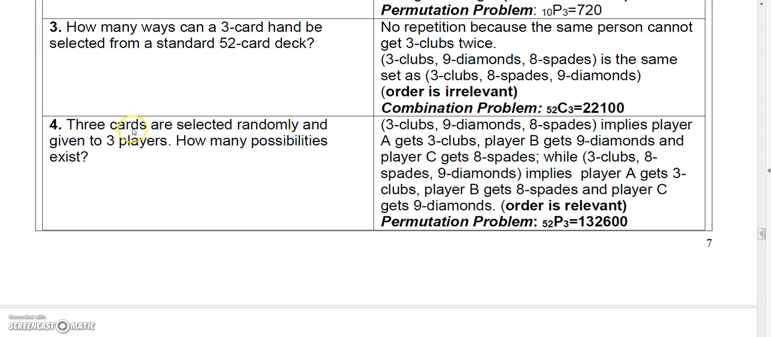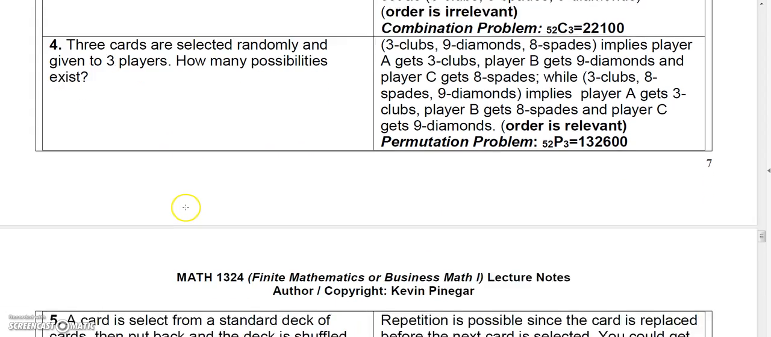In this example, 3 cards are selected randomly and given to 3 players. How many possibilities exist? Well, since I'm giving one of the cards to each player, that forces the order to matter. Because if I do 3 of clubs, 9 of diamonds, 8 of spades, that's going to assign the cards to the 3 players in one order. But if I do 3 of clubs, 8 of spades, 9 of diamonds, that's going to assign the cards in a different order. So that forces this to be a permutation problem because the order is now relevant.